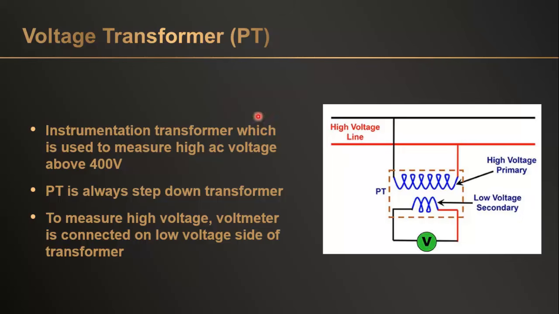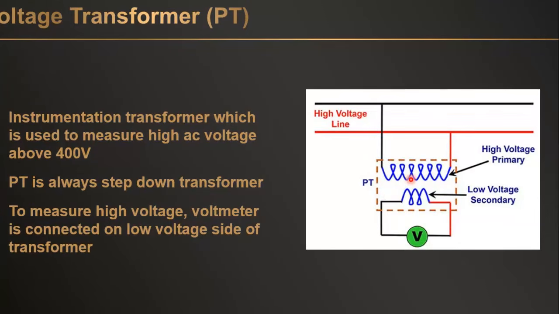So voltage transformer is also an instrument transformer. Basically, it is also a step down transformer in which the primary winding is a high voltage winding which is directly connected across the high voltage line, whereas the secondary winding is a low voltage winding which is connected with a voltmeter or any energy meter.